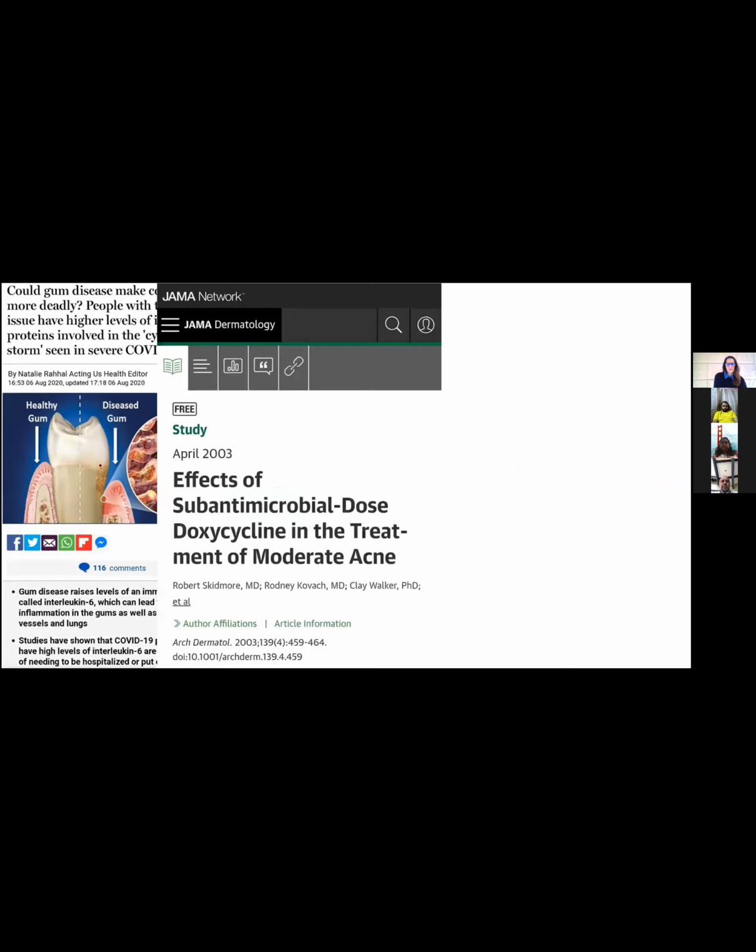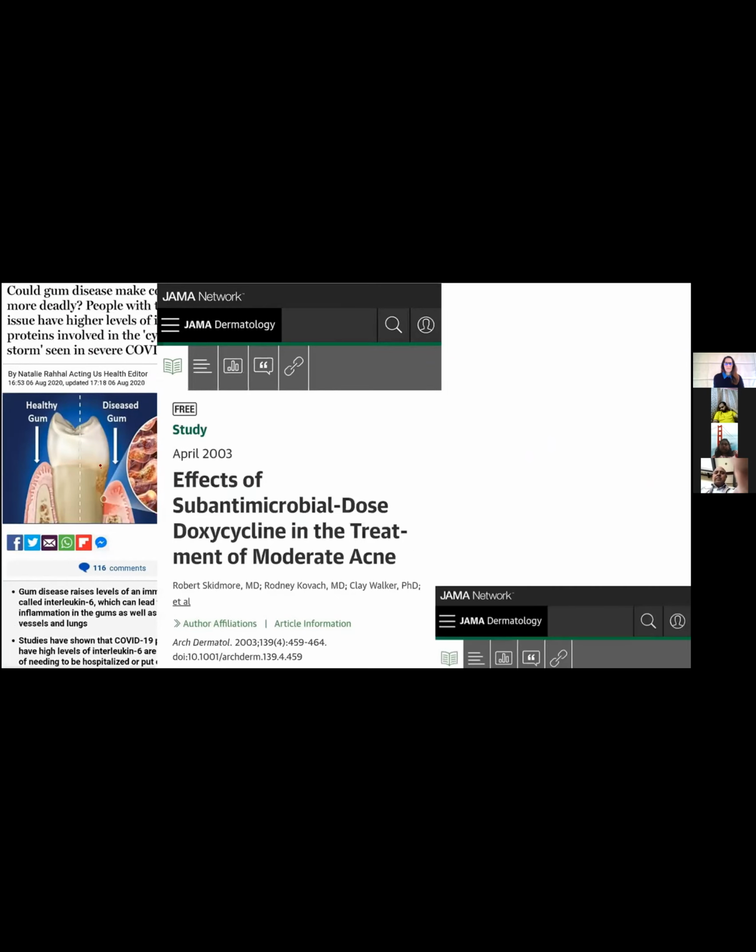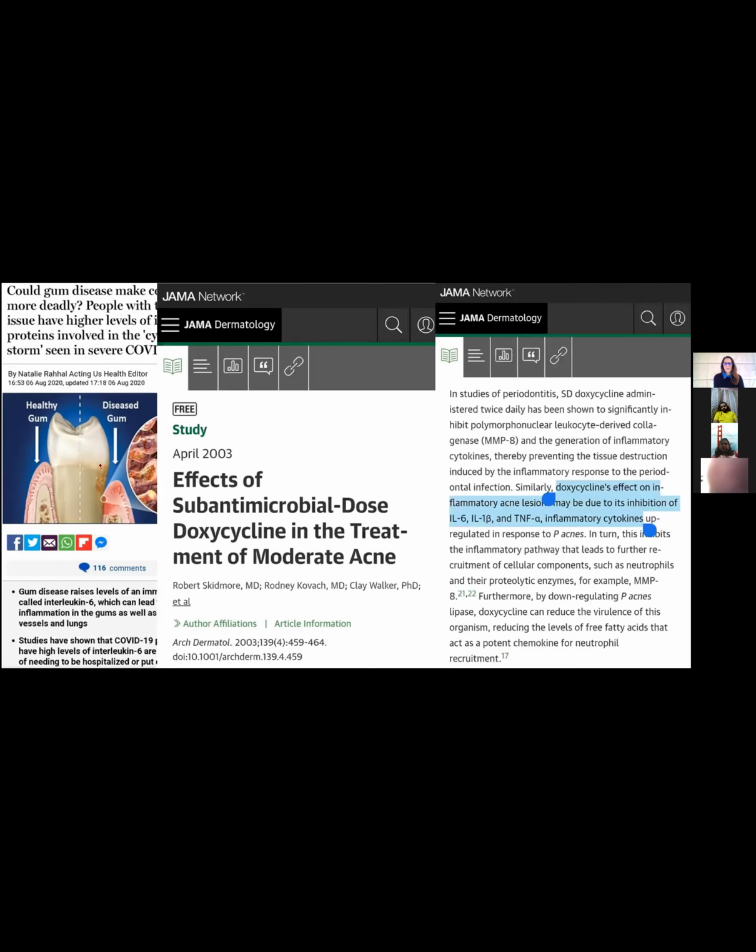that the same thing, what works in periodontitis and what works in COVID-19, has already been utilized in other conditions like acne. In the treatment of acne also, they have used a sub-antimicrobial dose of doxycycline. And in the same article, a JAMA, Journal of the American Medical Association article, they say doxycycline's effect on inflammatory acne lesions may be due to its inhibition of interleukin 6, 1 and tumor necrosis factor alpha. So the same principle has been utilized here also.